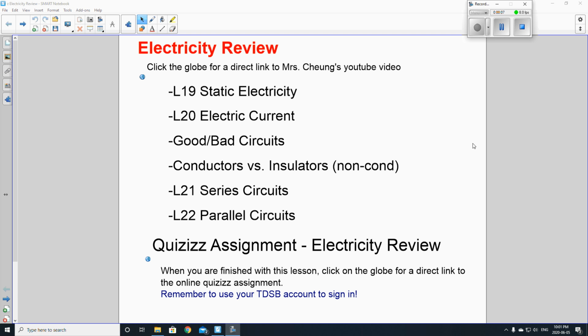Congratulations, we've made it to the end of our unit, okay? And so we are going to be reviewing a few different lessons that we've had so far. Lesson 19, static electricity. Lesson 20, electric current, those PhET simulations related to good circuits and bad circuits, or complete and incomplete circuits. Also, we will talk about conductors versus insulators, or I've called them non-conductors as well. Lesson 21 on series circuits, and then finally, lesson 22 on parallel circuits, okay?